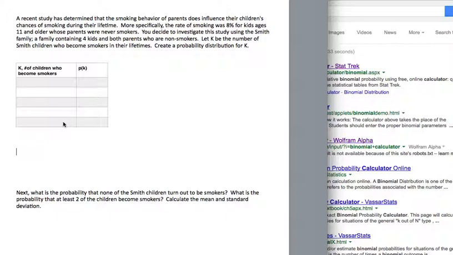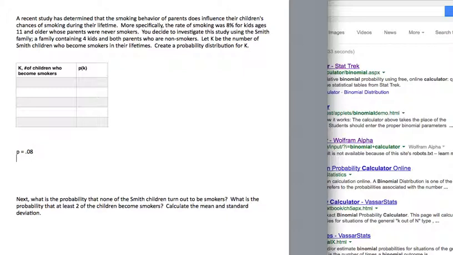So I'm going to type these in here. The probability of success, meaning the outcome is positive with regards to the rate here, is going to be 0.08. There's an 8% chance that a child becomes a smoker, so we're going to associate that with a probability of 0.08. With that, we know that Q is going to be 1 minus P, which is 1 minus 0.08. This is the complement, the probability that they do not become a smoker. This is going to be 0.92.